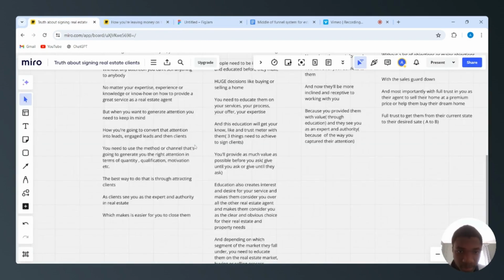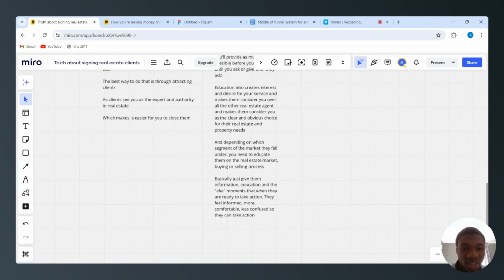So literally, guys, you need to start educating people, because educating is the middle of the funnel. It's what converts a lead into a client. It's what converts a stranger into a fan or into a buyer. That's what converts them. Education in terms of your expertise, your process, you in general, and also in terms of real estate. As I said here at the bottom, depending on which segment of the market they fall under, you need to educate them on the real estate market, and the buying or selling process.